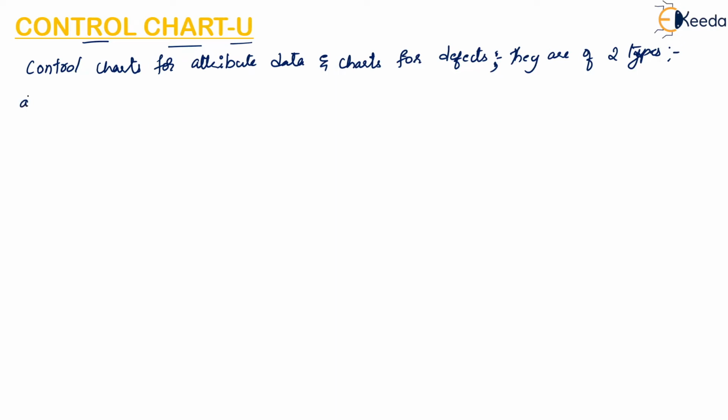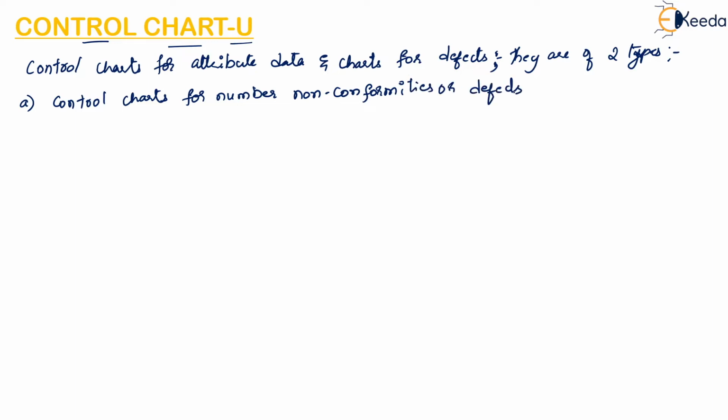The first one, that is A, is control charts for number of non-conformities or defects. We have to remember this is defects, not defectives, and that chart is called the C chart.